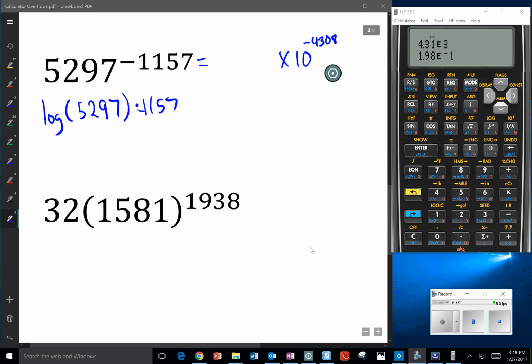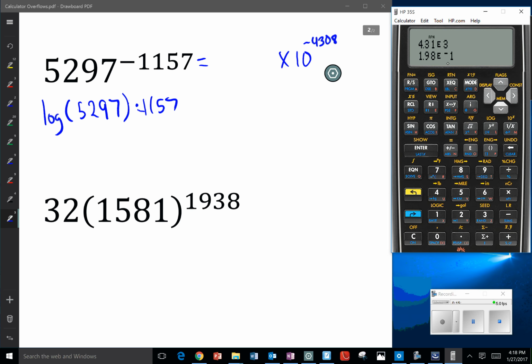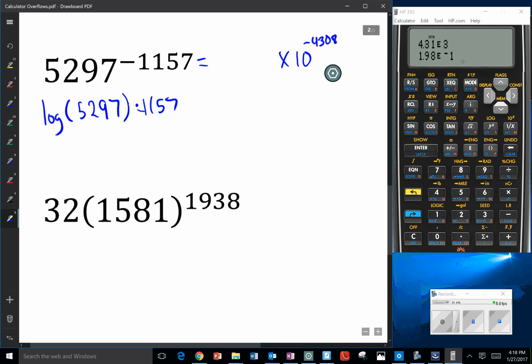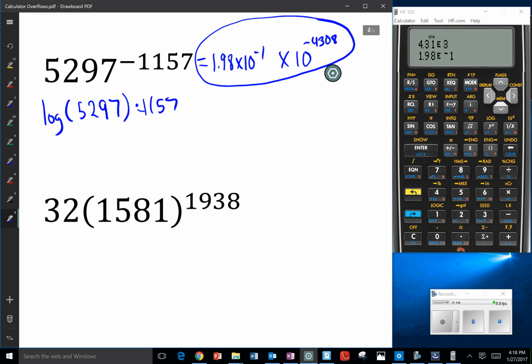Okay, so the thing I was just saying here is you want to look at this number. This is the first time that the power, E's power, was not 0. It was -1. So here's what I'm going to write. I'm going to write 1.98 times 10 to the -1. And then I need to look at this whole problem. You can see why this one's trickier. Look at that whole problem. If I have 1.98 times 10 to the -1 times 10 to the -4,308, what do I really have?